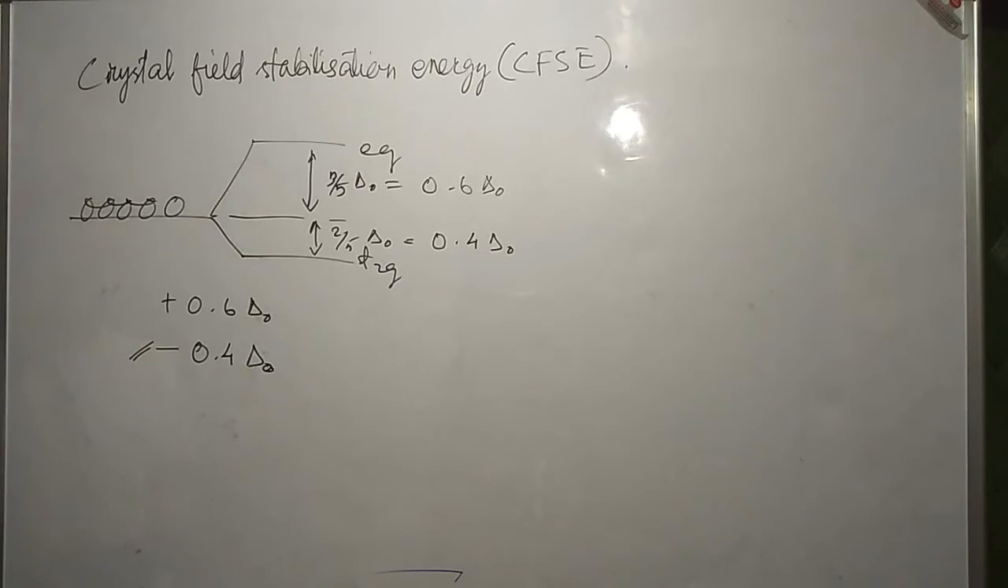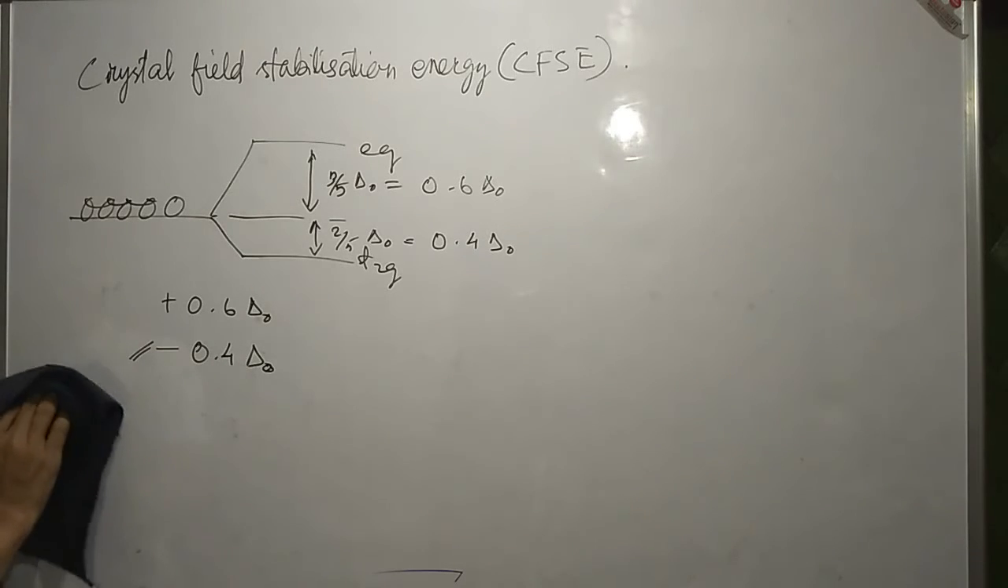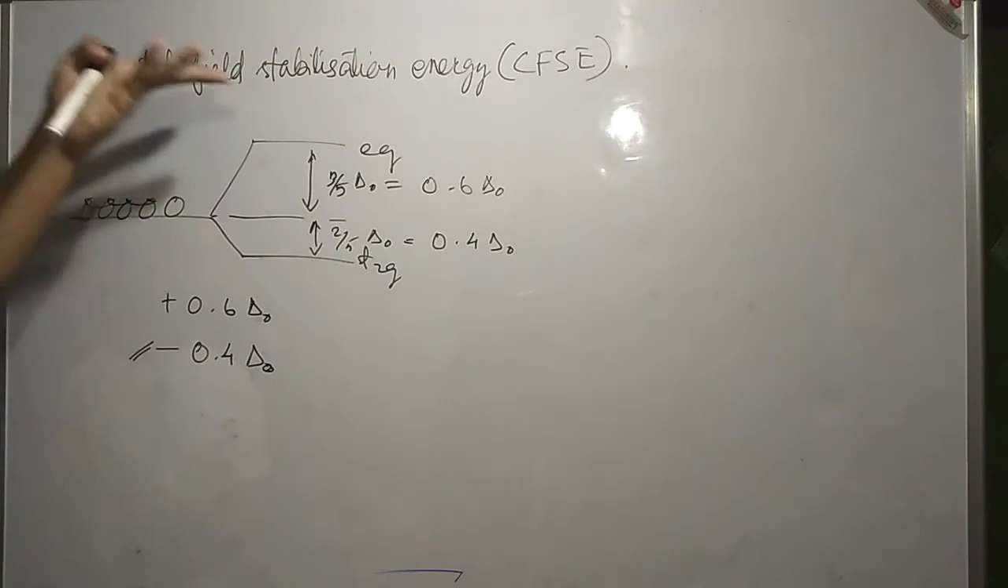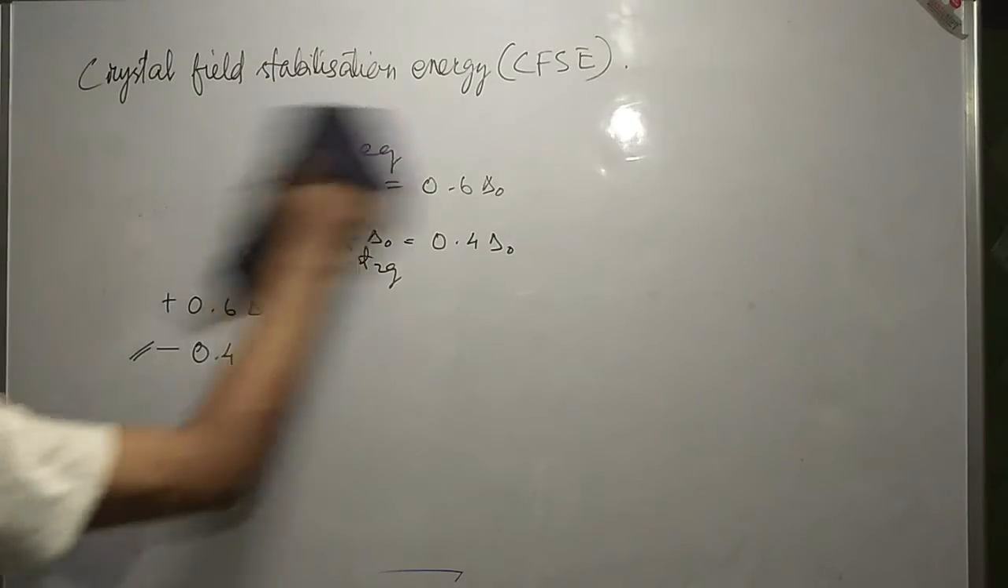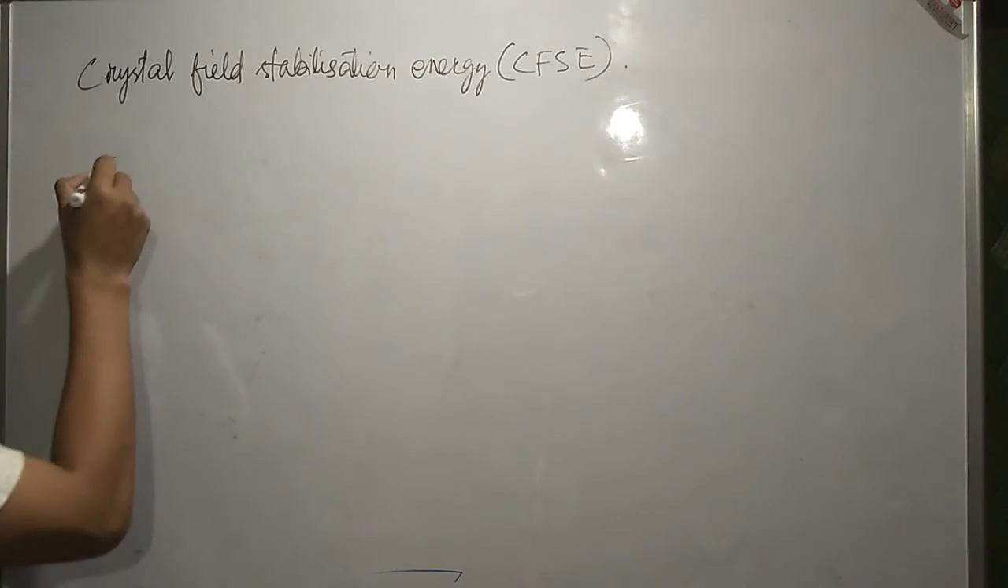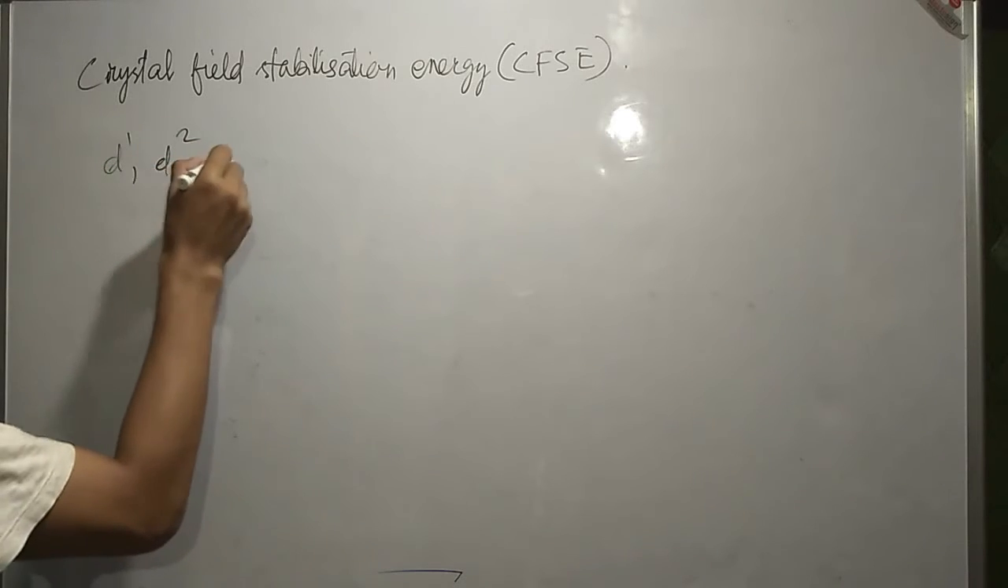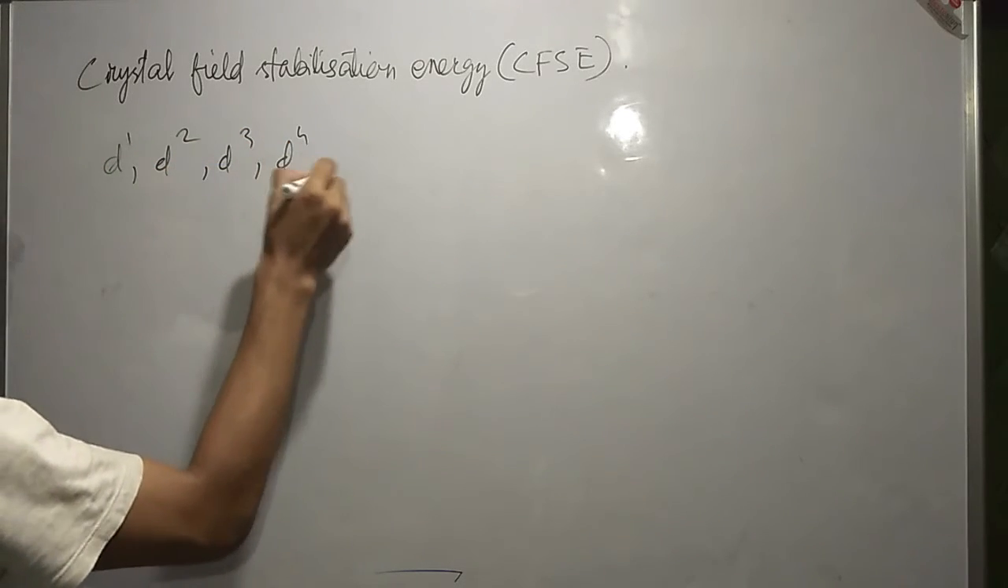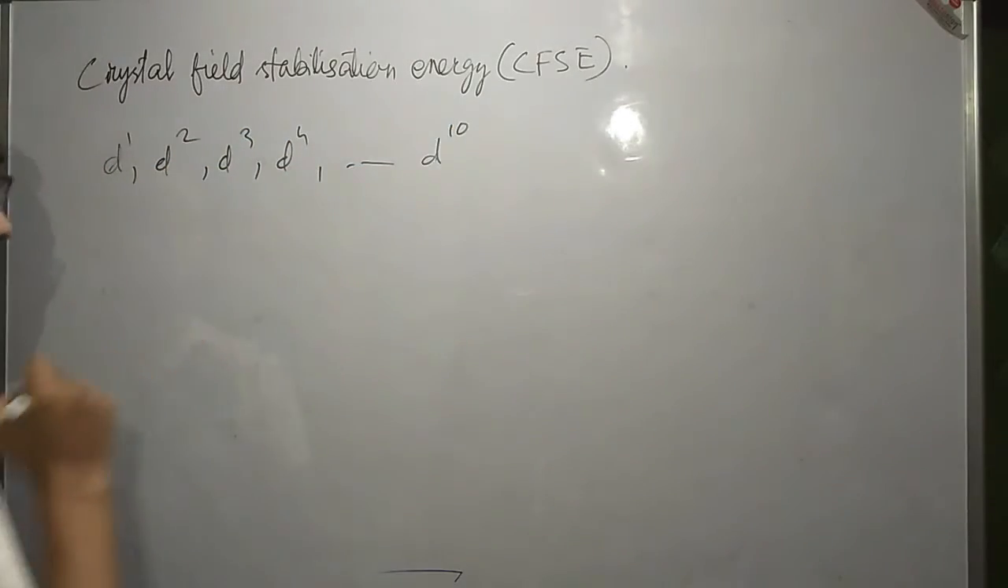So now let us find out how to calculate CFSE. In case of tetrahedral it will be just the opposite of this one. Now let us calculate the CFSE of different d configurations. So d1 is there, d2 is there, d3, d4 and so on up to d10.